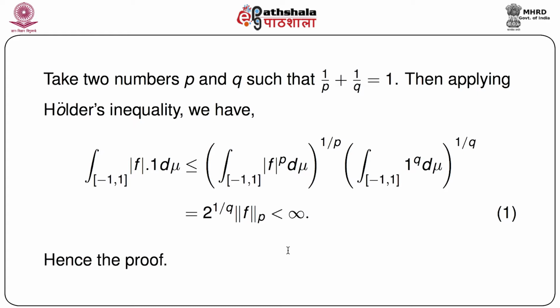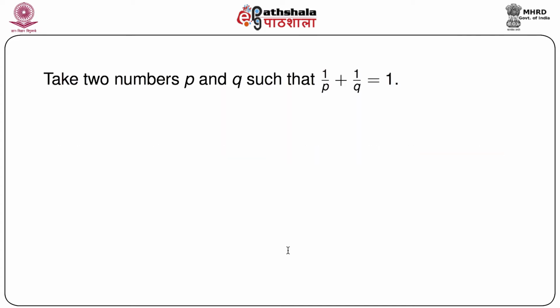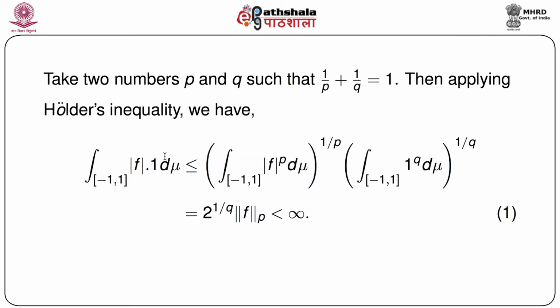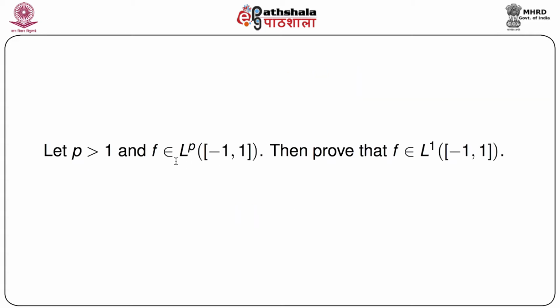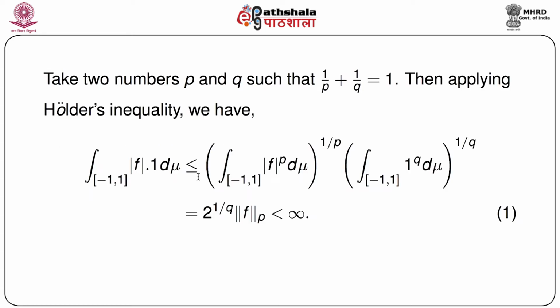So what do we have? The proof is complete. That's what we were supposed to prove. We started with the L1 norm and moved on to the pth norm using Holder's inequality, and we showed that this is finite, or less than infinity, because it's given that f belongs to LP. So this automatically implies f belongs to L1.